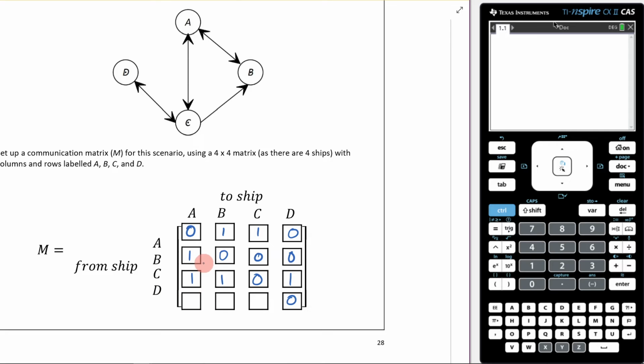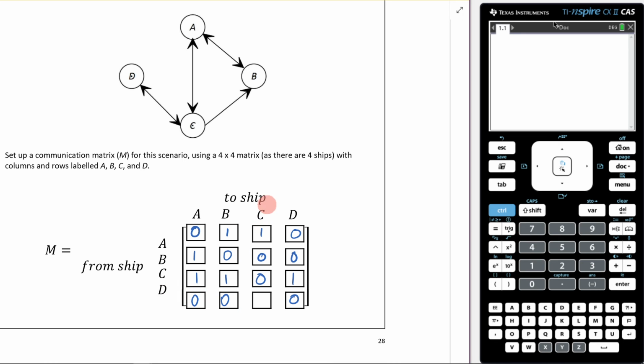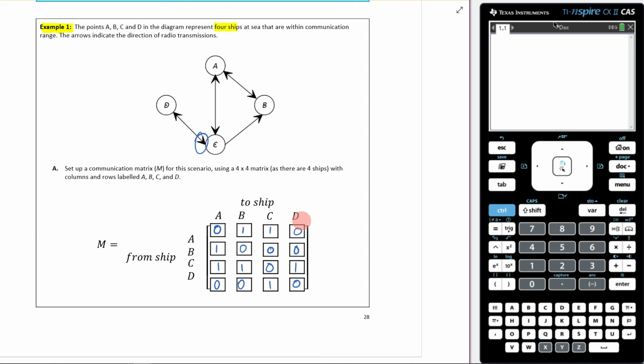Next, can D speak to A? Oh, sorry. I got ahead of myself then, didn't I? My bad. Can D speak to A? No, it cannot. There's no arrow there. Can D speak to B? No, it cannot. Can D speak to C? Yes, it can. So 0, 0, 1 there, 1, 1, 0, 1 there, 1, 0, 0, 1. Perfect. We got it. So that is the very basics of how a communication matrix works.